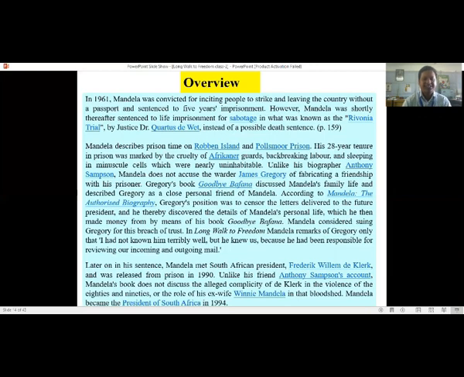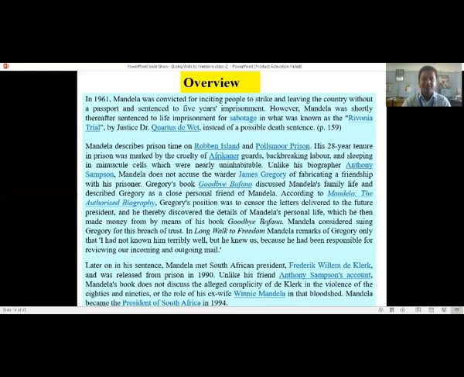Later on, in his sentence, Mandela met South African President Frederick William de Klerk and was released from prison in 1990. Mandela met with Frederick William de Klerk. They negotiated to end apartheid from South Africa, and Nelson Mandela was released unconditionally.